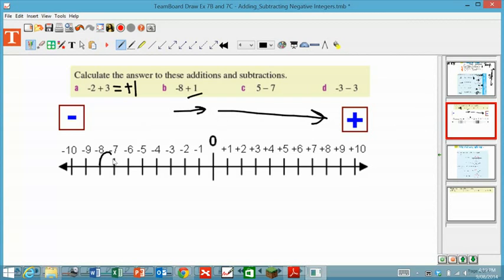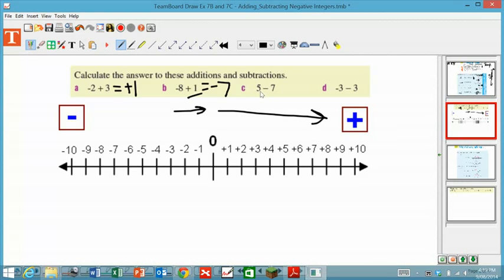So -8 plus 1, there we are, we're at -7. Okay, so we get rid of that. So our answer there is going to be -7. Still a negative answer because we started, think of temperature. We're at -8, temperature rises 1 degree, we're now at -7.